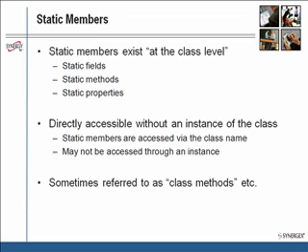Static members are altogether different in that they can be accessed directly via the name of the class, without having to first create an instance of the class. In fact, static members can only be accessed via the class name, not via an object. Because of the way that static members are accessed, they're sometimes also referred to as class fields, class methods, or class properties.